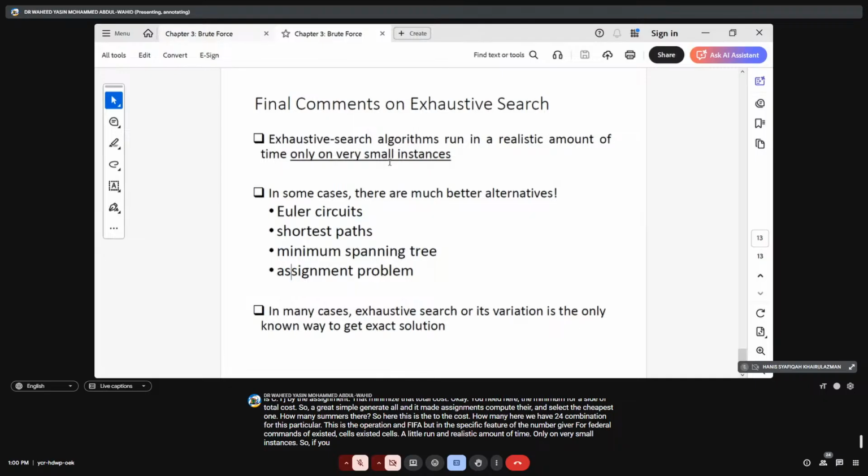So if we have small instances, we may use exhaustive search, or we call it brute force. In some cases there are better alternatives: Euler circuits, shortest path, minimum spanning tree, assignment problem. In many cases, exhaustive search or its variation is the only known way to get an exact solution. Okay, here we finish these slides, and I give you an exercise to solve.